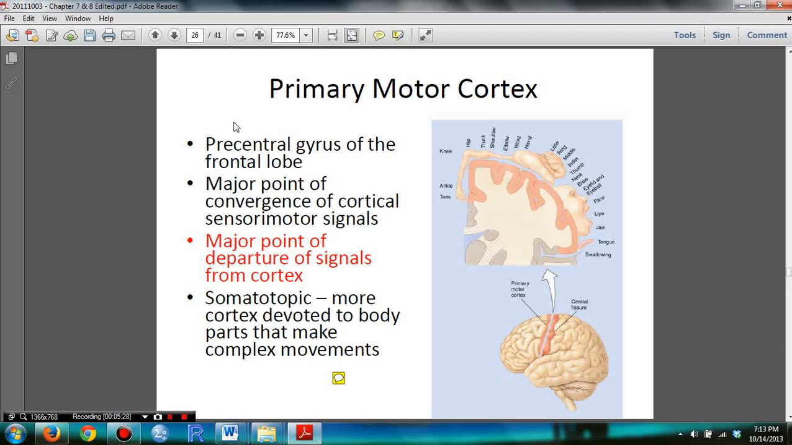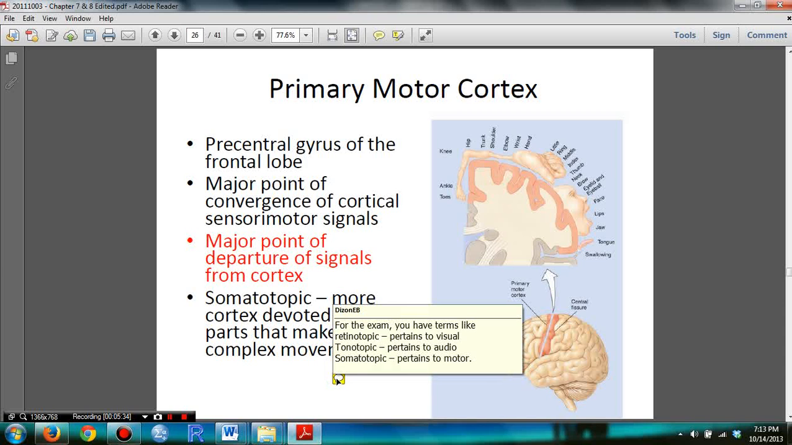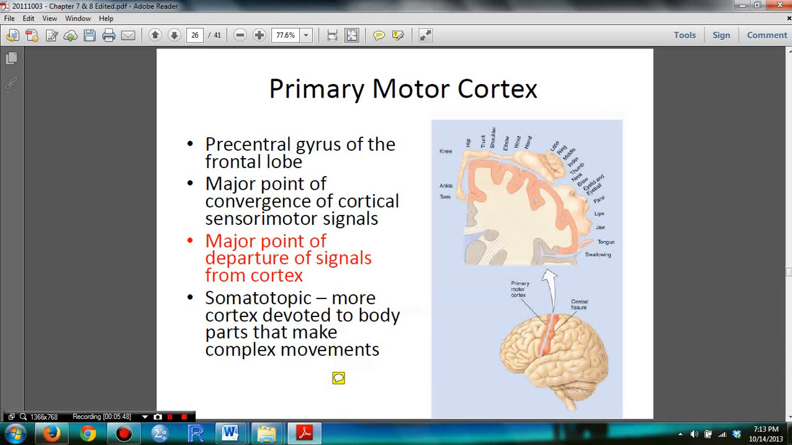And then here's the primary motor cortex, and here are my side notes. For an exam, you need to know that retinotopic pertains to visual, tonotopic pertains to audio, and somatotopic pertains to motor. And then here it says more cortex is devoted to body parts that make complex movements. You need to know this slide as well.